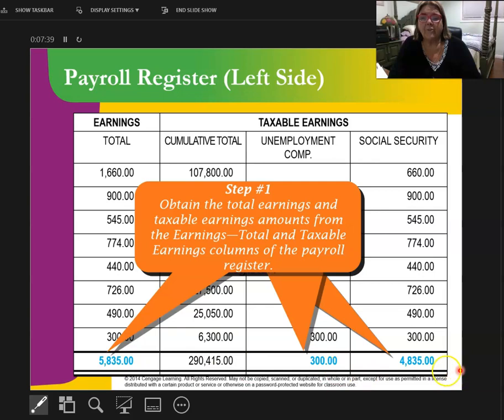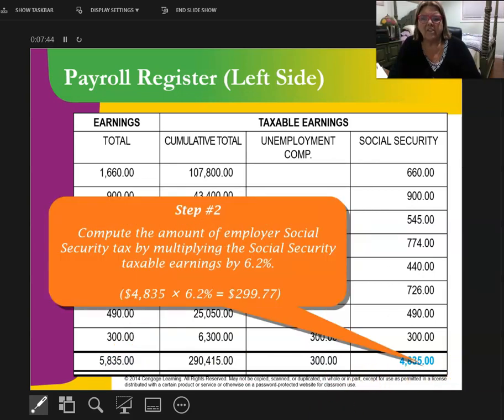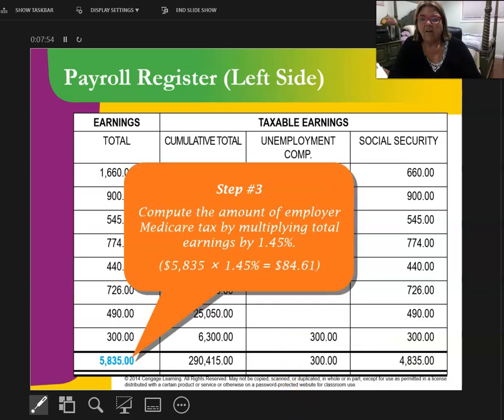So we're going to use the bottom totals for our payroll. First we're going to look at is Social Security. So 4835 times the 6.2%. So that amount we are going to pay out of our pocket for Social Security. For Medicare, we're going to look at this amount times 1.45. So this is the amount for Medicare.